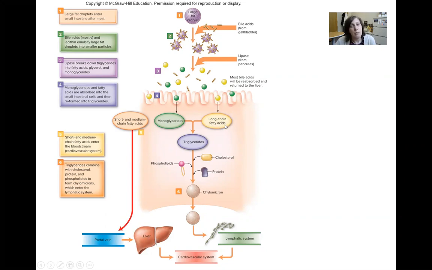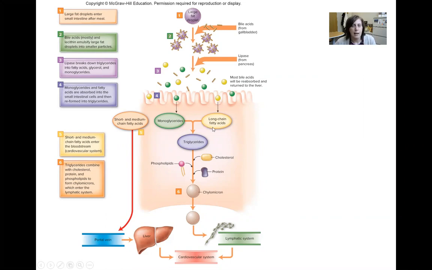In fact, it has to be repackaged in the small intestinal cell into a triglyceride. So I know it maybe seems strange that we had it in a triglyceride form, we break it down to its smallest units, and then we build it back up. That's kind of how the human body works. In order to get it across cell membranes, we often have to break it down into smaller pieces, and then we can get it across, and then we build it back up. So in this case, that's what we're doing.